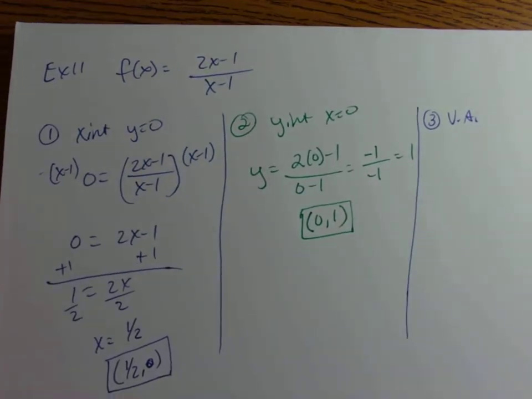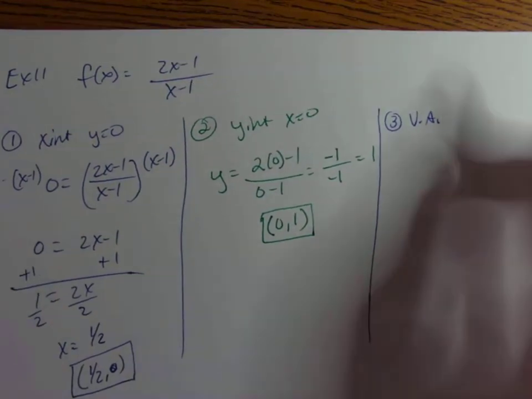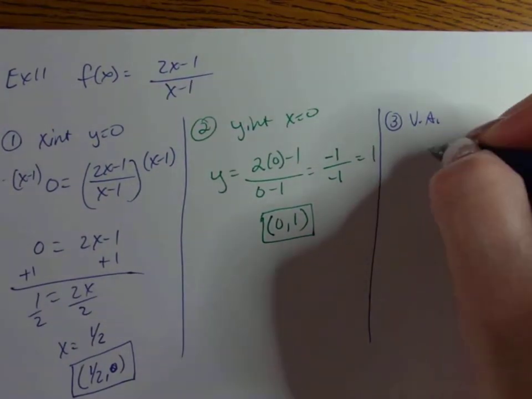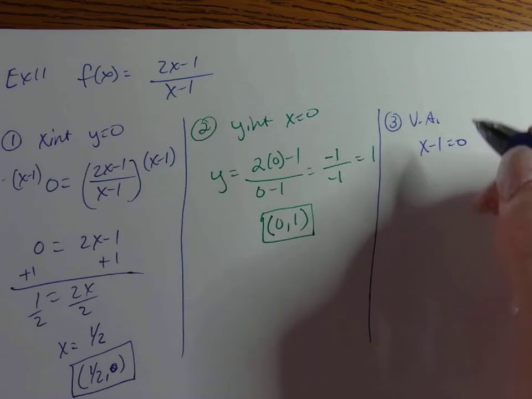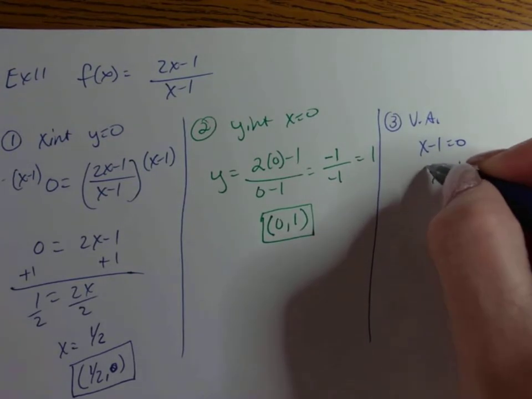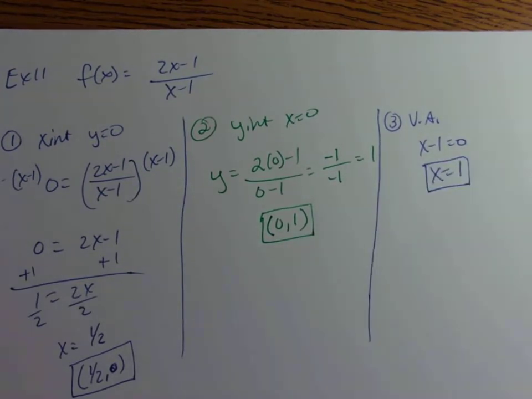Vertical asymptote has to do with the value that makes the denominator zero. So we're just going to take our x minus 1 equal to 0. So x equals 1 is the vertical asymptote.